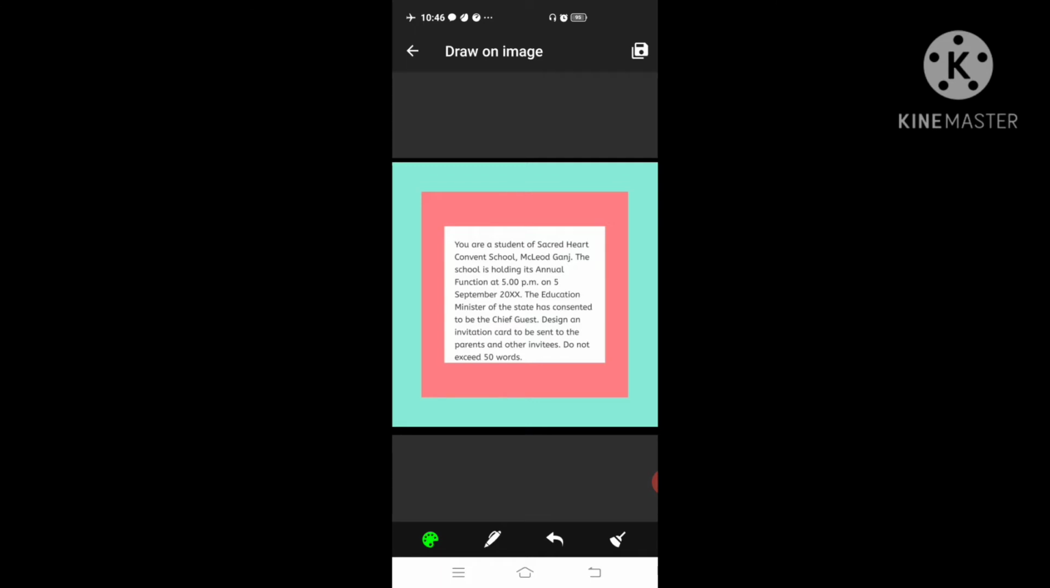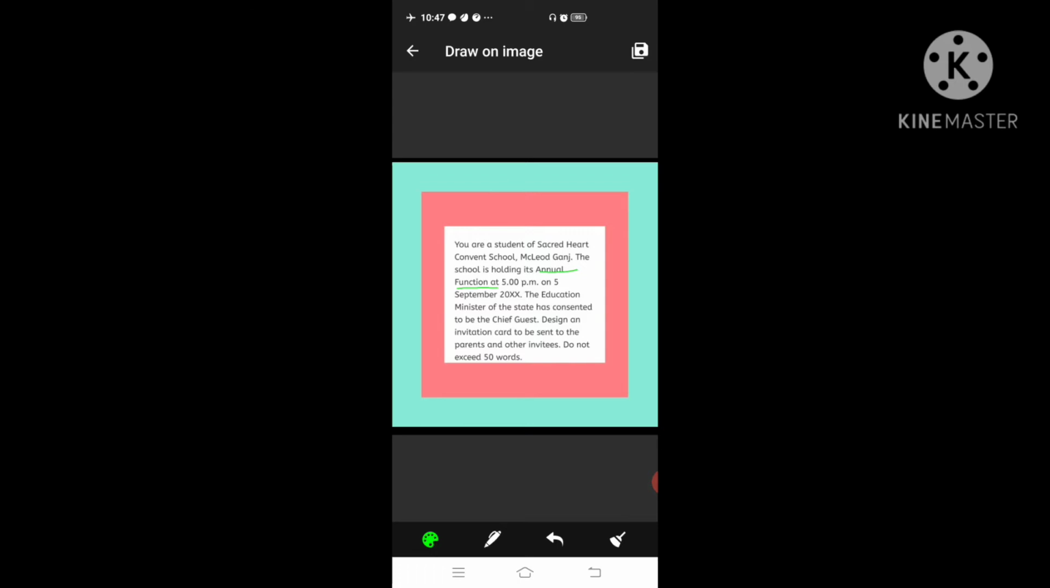So first of all, we have to note down the points. Which point? Name of the host, because it is already clear to you that we have to mention first of all the name of the host. What is the name? Sacred Heart Convent School, McLeod Ganj. If you are writing the principal and the staff members, it is also okay. Then we can see which function: annual function. For what are you writing? Annual function. Time is mentioned over here, date is mentioned over here, whatever we need. So we have to write in that way.